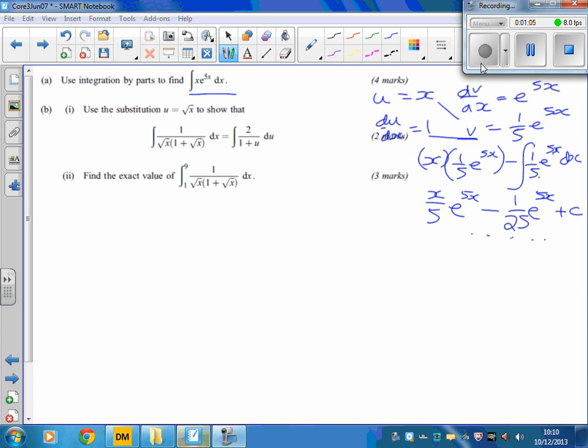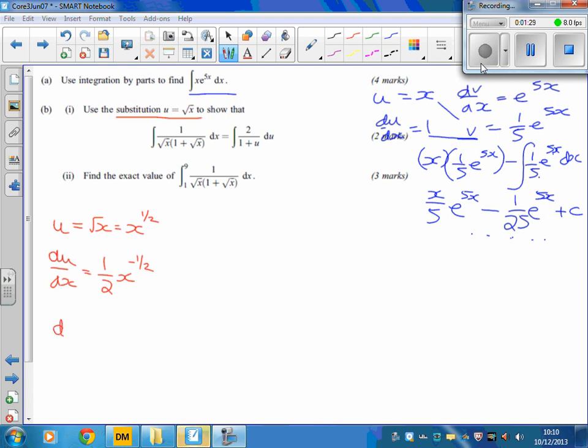But here's where it gets fun, isn't it? Substitution. So as we all know, we always start a substitution by writing u equals, let's write that as x to the half as well. And then we're going to differentiate. du by dx equals a half x to the minus half. And rearrange to get dx all on its own.